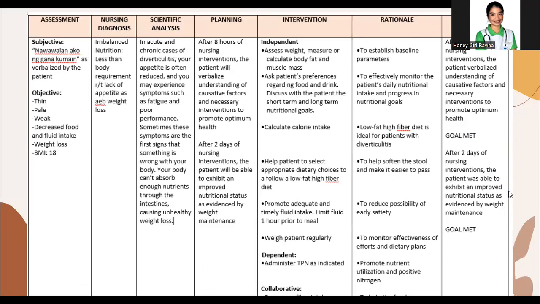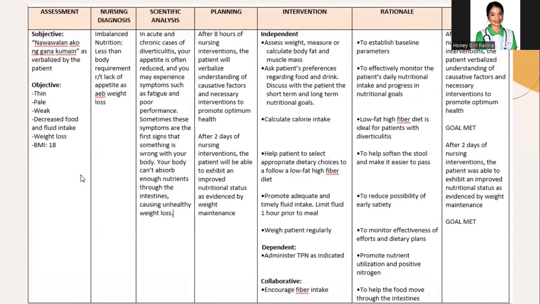We have the dependent nursing interventions, which is to administer TPN as indicated to promote nutrient utilization and positive nitrogen. Now we have the collaborative, which is to encourage fiber intake to help the food move through the intestines.